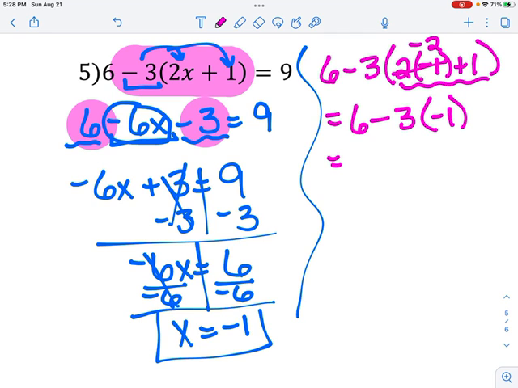Then I'm going to take and go 3 times negative 1. So I have 6 minus 3 times negative 1, which is negative 3. Remember, subtracting a negative turns to adding a positive. 6 plus 3 is 9. That's what we wanted it to be. So we are correct there.